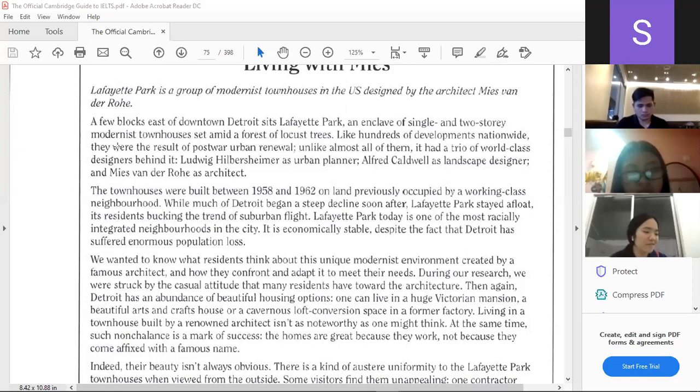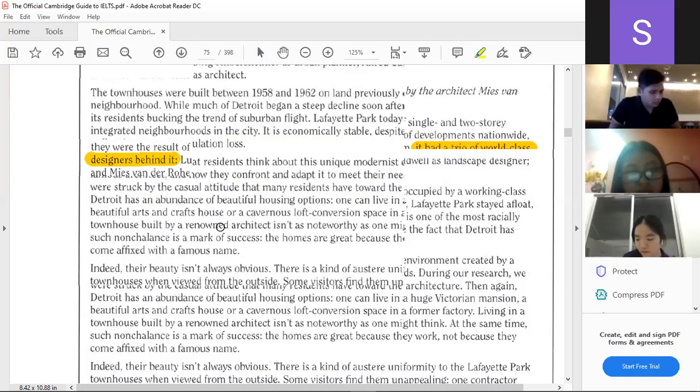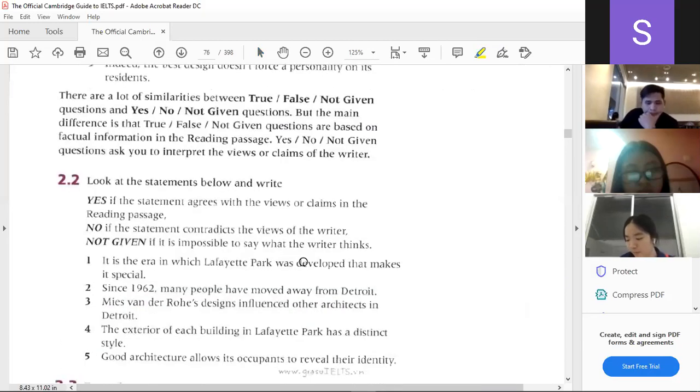Special, very good. So it's special not because of the era, but because of... read the sentence next. And a trio of world-class designers. Yes, designer. Because the place had a trio of world-class designers behind it. So number one is a no. No, because it is not the era, it is because of the designer that makes it special.